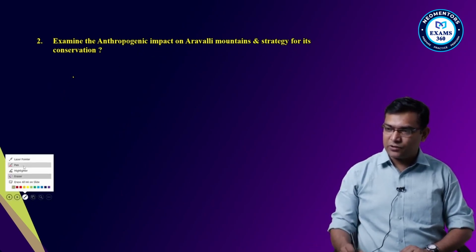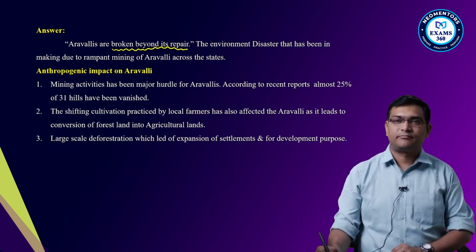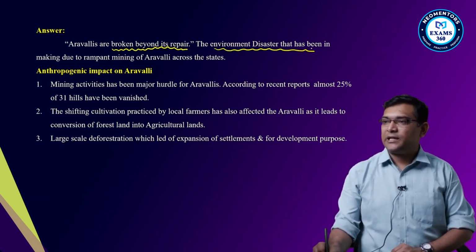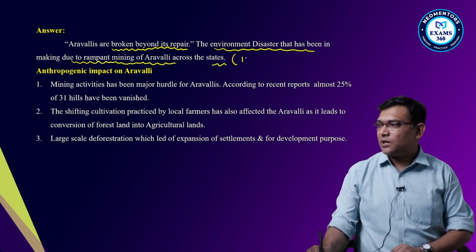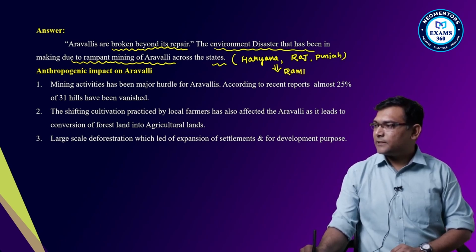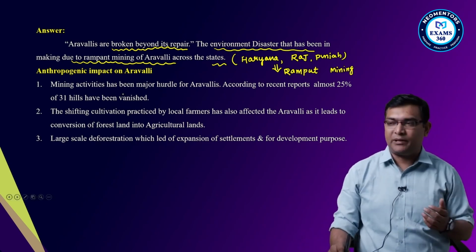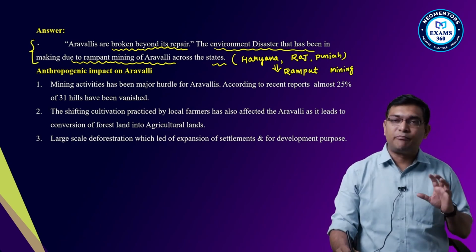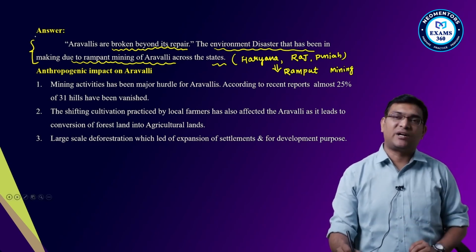So first of all, as you know, we have to introduce the answer. See, the Aravallis are broken beyond repair. The environmental disaster that has been in the making is due to rampant mining of the Aravallis across the states. Across the states means your Haryana, Rajasthan, Punjab. Here rampant mining is taking place, and because of this rampant mining, one of the causes, the Aravallis are broken beyond repair.